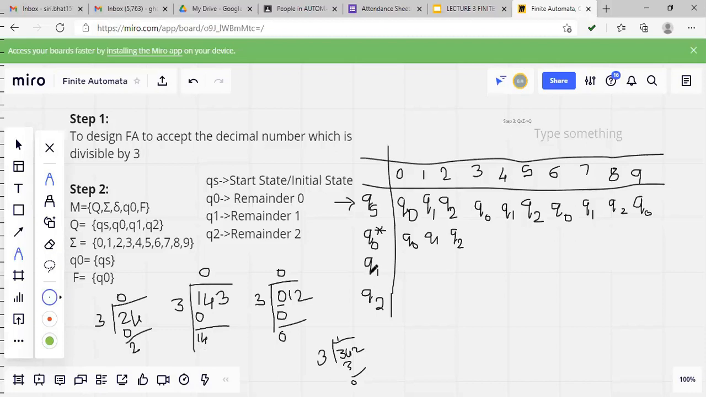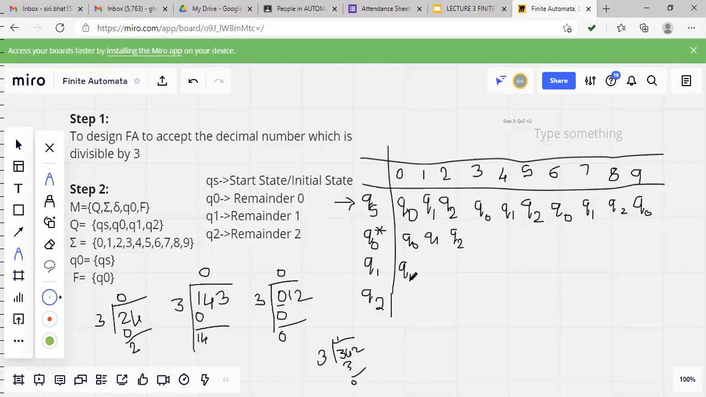Okay. So here what will be the remainder? What should I write here? This is 1, 0. What should I write here? Is it Q1? Yes. 10. 10 divided by 3. Remainder is 1. So here we'll have Q1. Very good. Wonderful students. Very good.